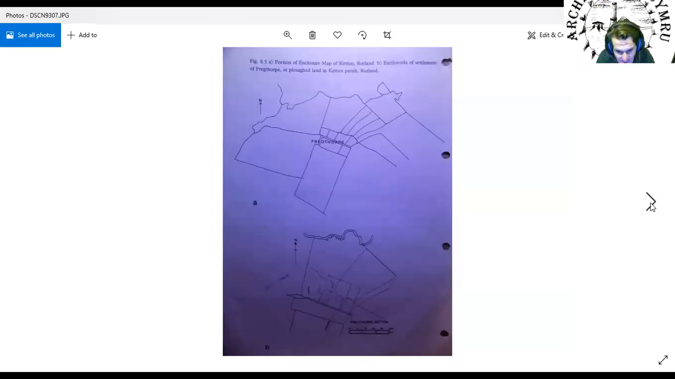Now, this is a rather interesting map. So if we zoom in a little bit, so we do that there.